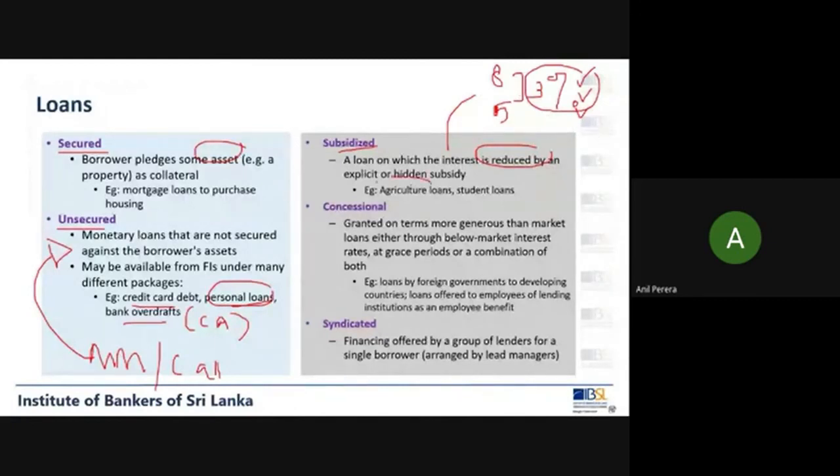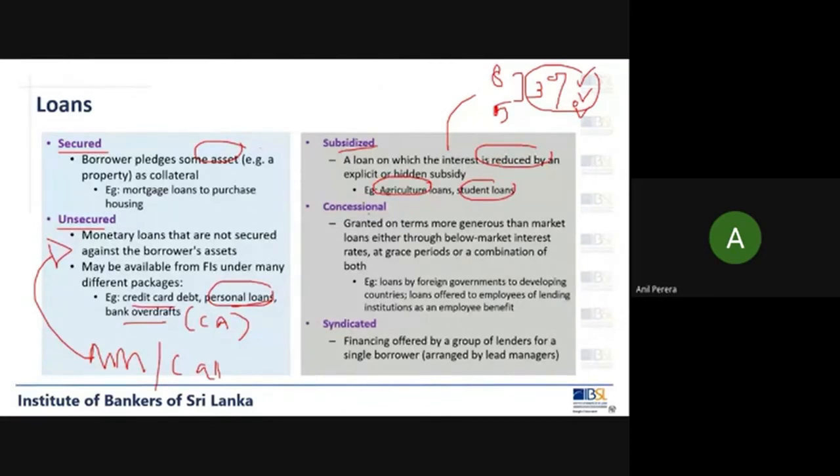For example, these agricultural loans, student loans are like subsidized loans. Even in this COVID period, the commercial banks lent at 4%, at a reduced rate compared to the market. So it's a kind of a subsidized loan.